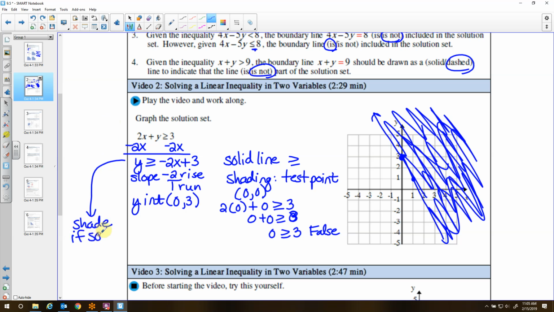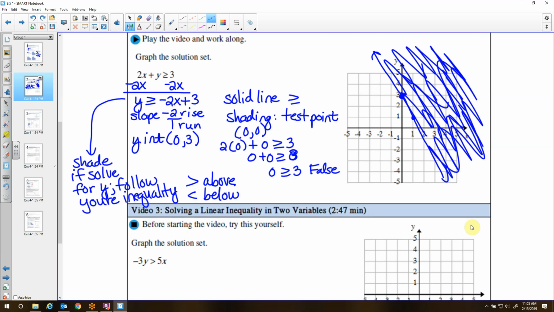If you solve for y, follow your inequality. In other words, greater than goes above, less than goes below. So you see, mine was greater than, and I shaded above the line. But that's only if you solve for y. If you're graphing using x and y intercept or a table, that will not work. That little trick only works if you solve for y.